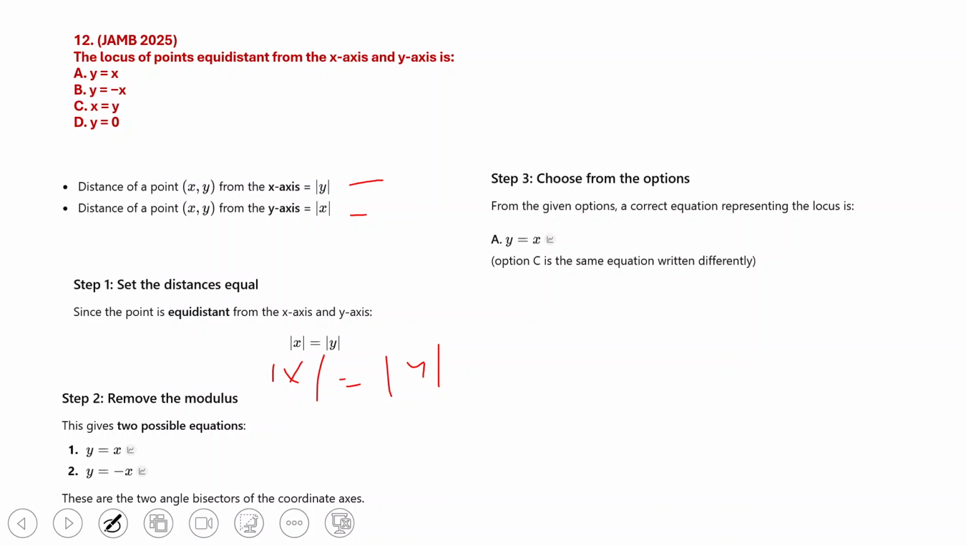From the options, A is correct: y is equal to x. If you check, option C is the one written differently. Every other one is in the same format, but A is the correct answer.